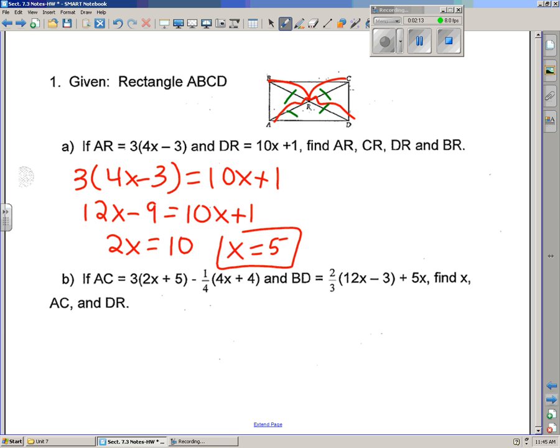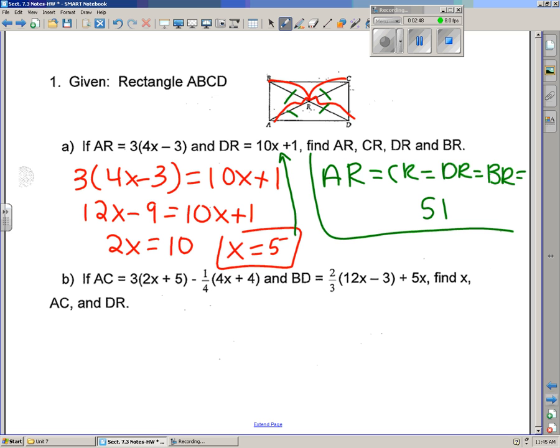They want you, though, to find all those missing pieces, AR, CR, DR, and BR. Well, all of those are going to be the same, right? So AR and CR are those little halves, and then BR and DR are those little halves. So then why not plug them into one of those pieces? You can plug them into DR if you want. That's probably the easiest. So AR is equal to CR, which is equal to DR, which is equal to BR, which if I just plug this in here, 10 times 5 plus 1, is all equal to 51.